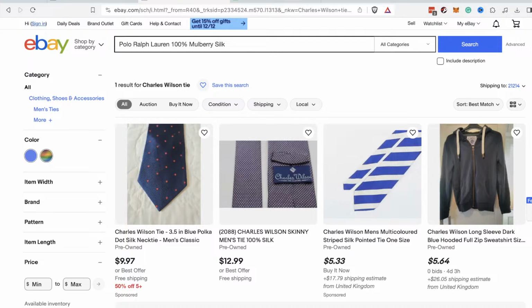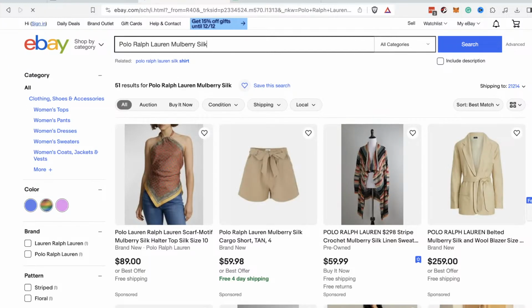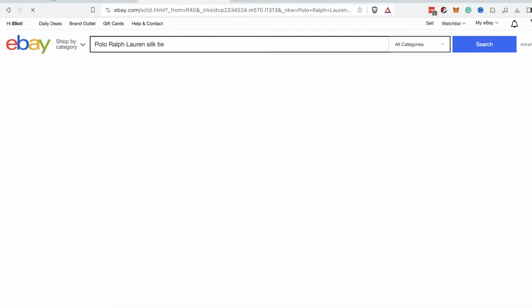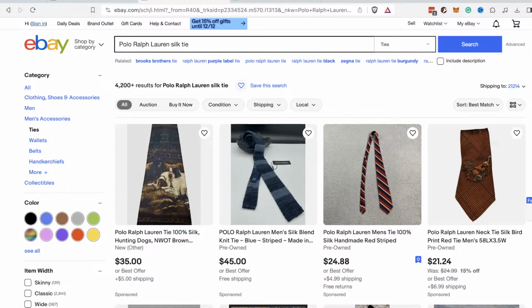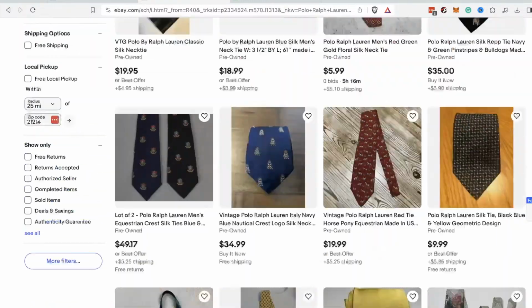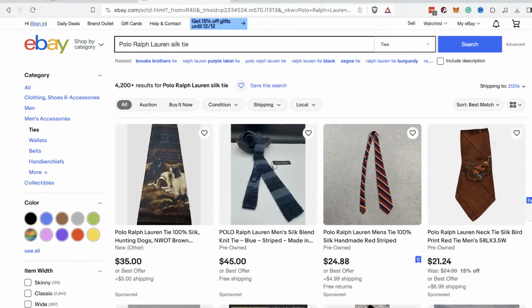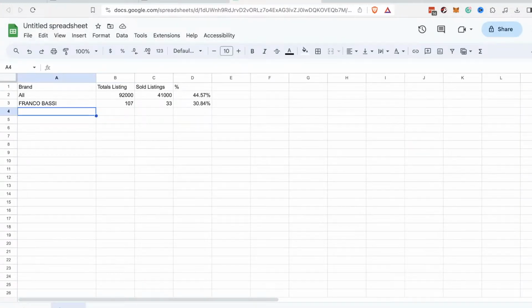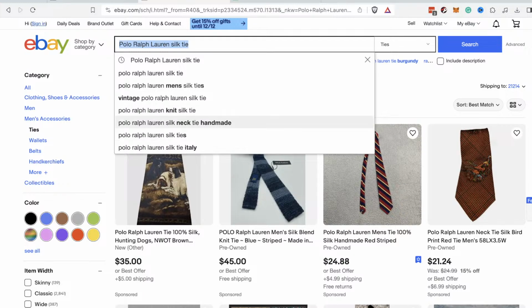Let's see, how many Mulberry silk ties do we have? Ralph Lauren. Let me just go with Ralph Lauren silk tie. Is that a lot? Yes. This is perfect. Okay, so these are the sold listings, I believe. No, these are just all listings. Okay, so we have Ralph Lauren, Polo Ralph Lauren. This is really just Polo, but I want to do Polo Ralph Lauren to be a little more descriptive.